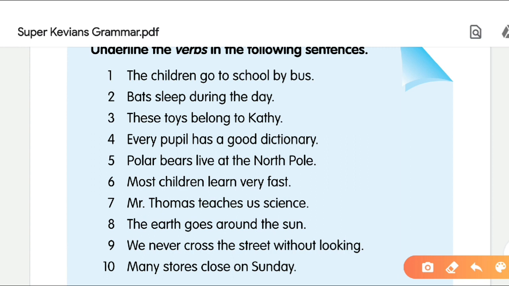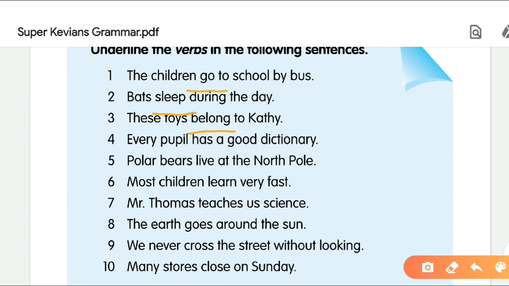The children go to school by bus. What are the children doing? They are going, and here go is the verb. Bats sleep during the day. What are the bats doing? They are sleeping. So sleep is the verb. This toys belongs to Kathy. These toys belong to Kathy.